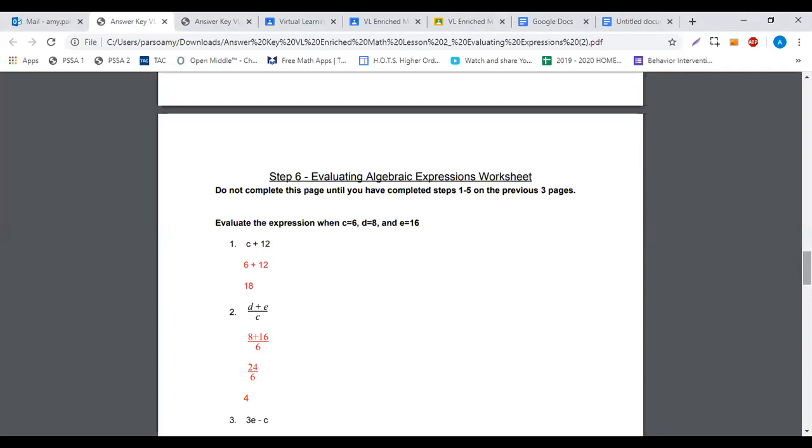It looked like you guys, for the most part, pretty much rocked it out of the park with our evaluating expressions lesson. Just a couple quick questions to keep us fresh.